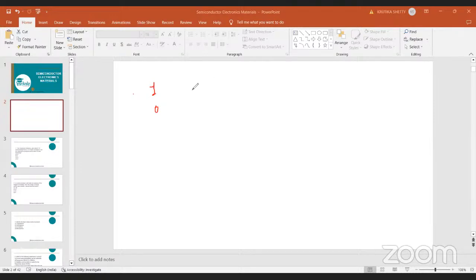So for our class we have the AND gate, OR gate, then the NAND gate, then the NOR gate, and the XOR gate. So these are the gates which we will study for the 12th class.